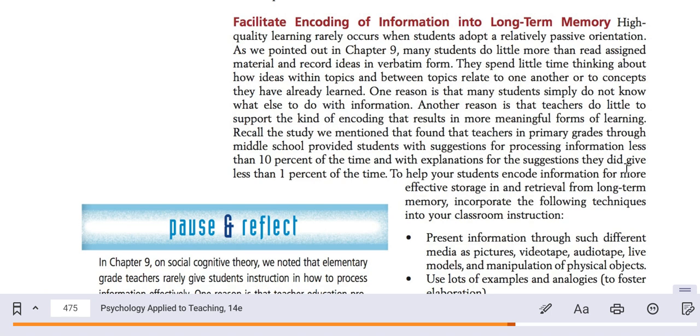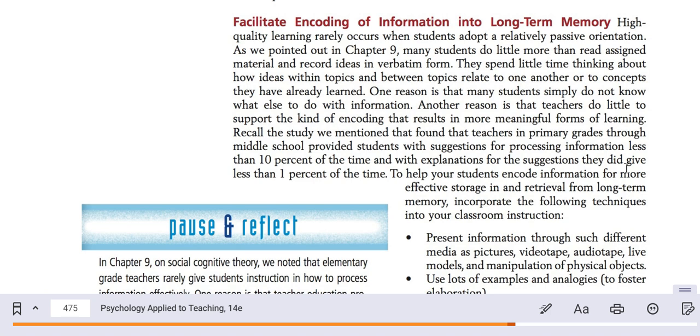As we pointed out in Chapter 9, many students do little more than read assigned material and record ideas in verbatim form. They spend little time thinking about how ideas within topics and between topics relate to one another, or to concepts they have already learned. One reason is that many students simply do not know what else to do with information.